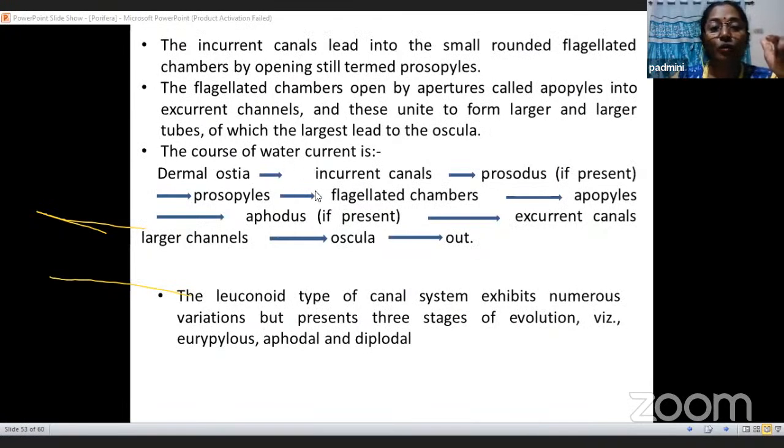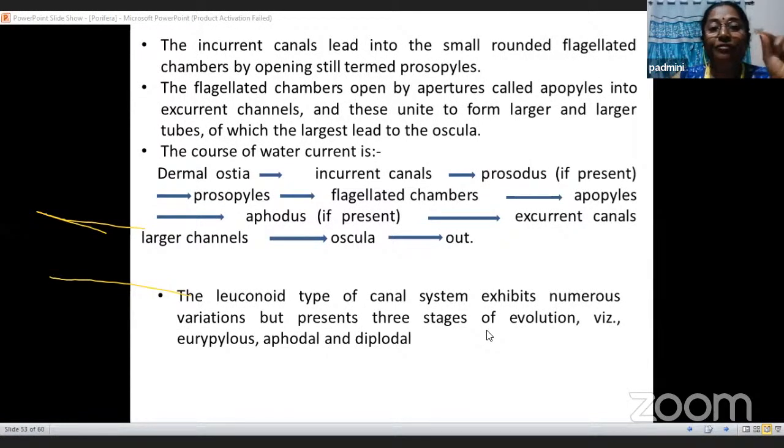So the water course here: dermal ostia, incurrent canals, prosodus if present. The prosodus and apodus are different names given in different sponges, so you don't have to get tensed up. It's only a type of gateway: before prosopiles you have a prosodus, and before apopyles you have an apodus type of channel. From there, the water goes into a large channel, that is the spongiocele, from there to the oscula, and then outside.